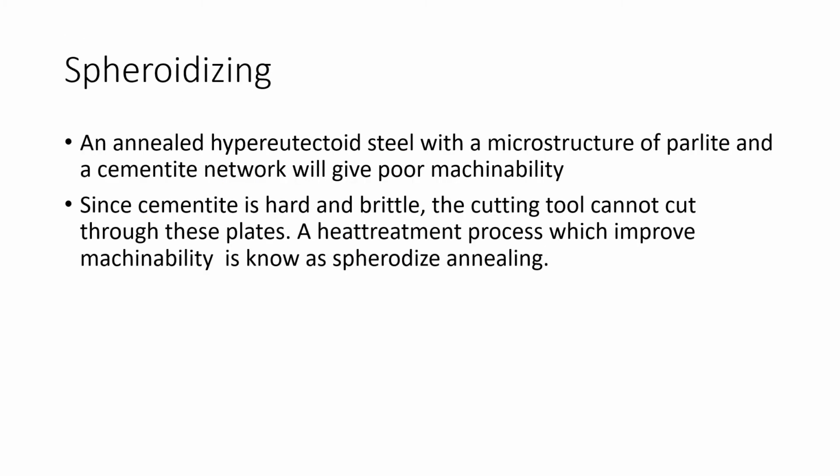Spheroidizing. Spheroidizing is another method of heat treatment process. An annealed hypereutectoid steel with a microstructure of perlite and cementite network will give poor machinability. Since cementite is hard and brittle, the cutting tool cannot cut through these plates. A heat treatment process which improves machinability is known as spheroidize annealing.